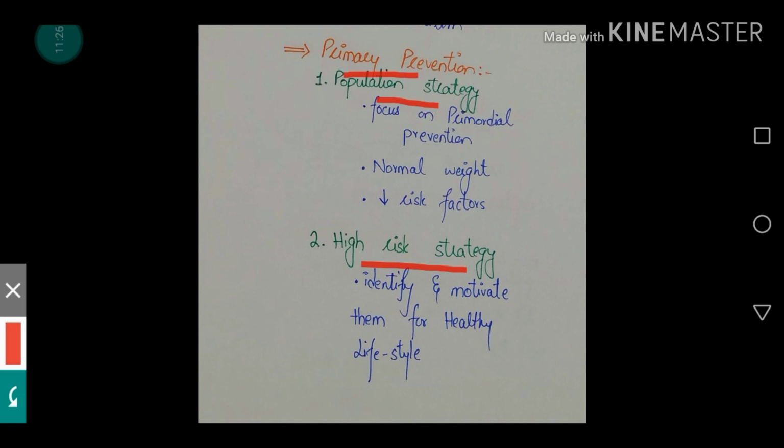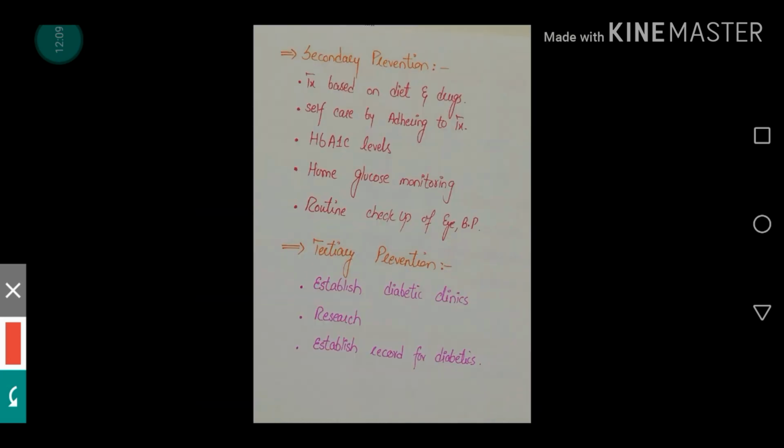In population strategy, focus is on primordial prevention, which is very important. Ask the patient to have a normal weight in terms of their BMI. There should be education in the community in order to avoid or decrease their risk factors. Now, high risk strategy includes identification and motivation of those people who are at a risk of developing diabetes to acquire a healthy lifestyle. Now, talking about secondary prevention and tertiary prevention of diabetes mellitus.